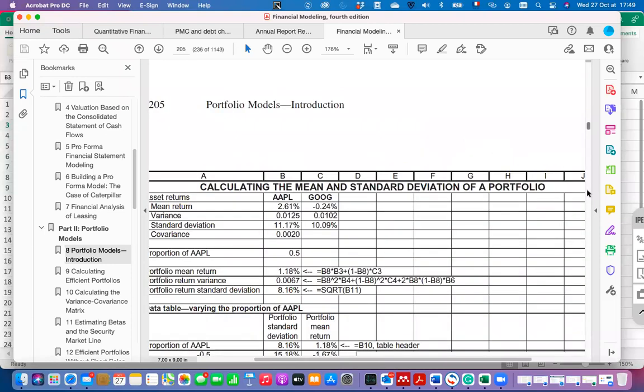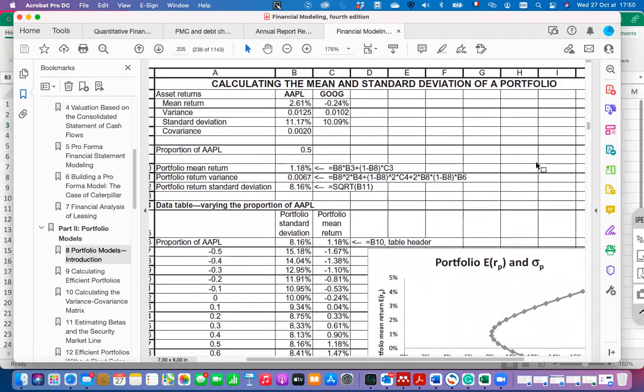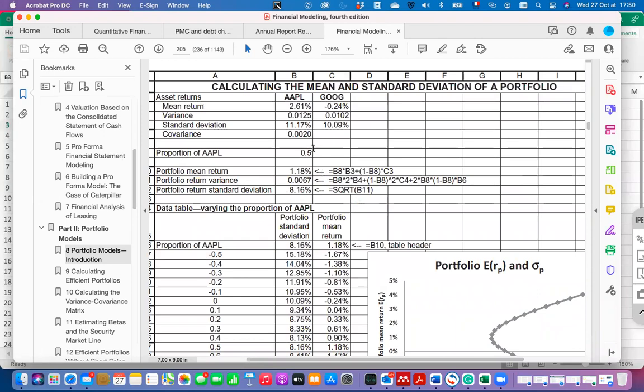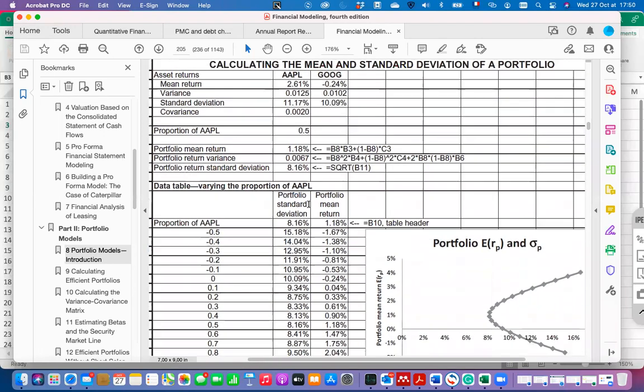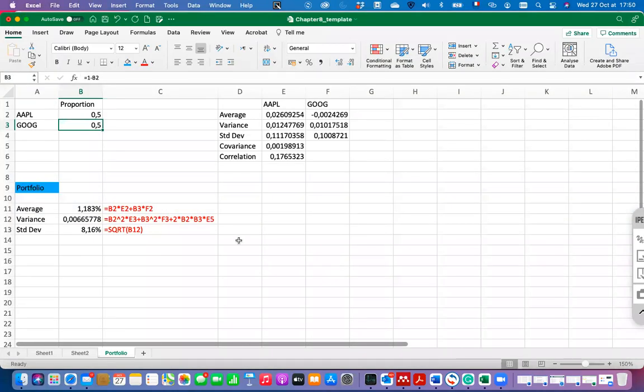So we can build a data table. See here, this is when we have 50% invested in Apple. Now, this is when we modify our investment in Apple, and by consequence, our investment in Google. So there will be different standard deviation for the portfolio and different portfolio mean return, right? So we go here, and we'll build a data table.